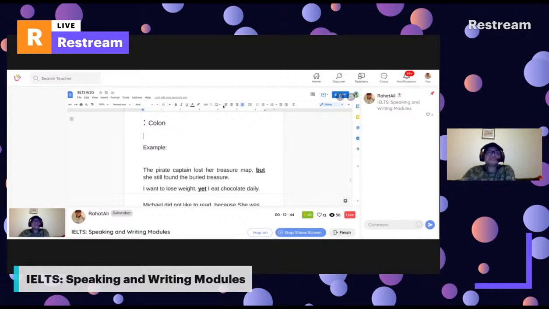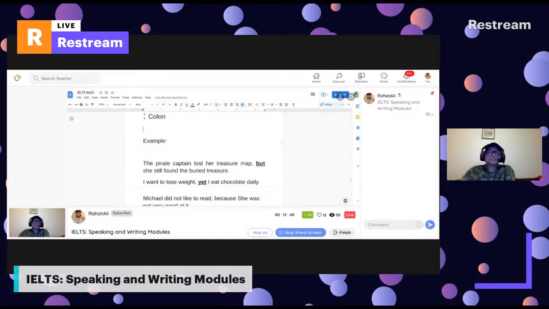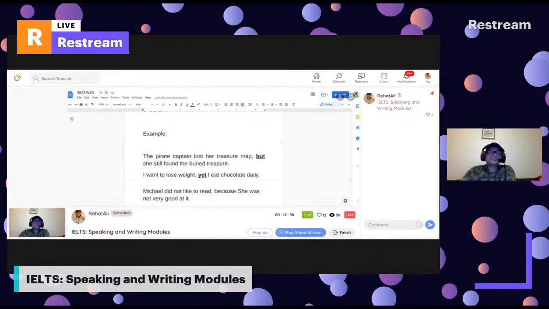But she still found the buried treasure. Look, this part of the sentence. This sentence has two parts, honestly. Before the "but," one part, and after "but," another part.